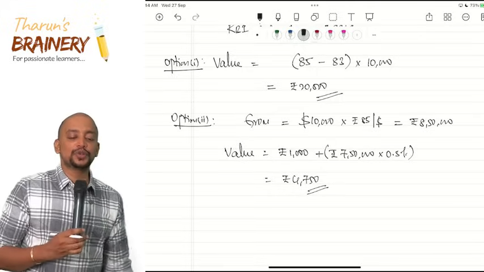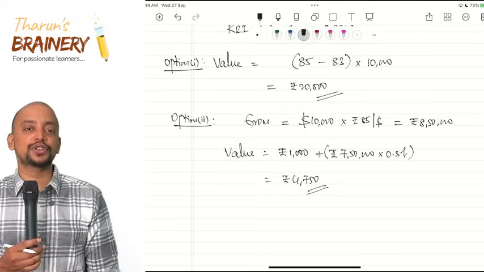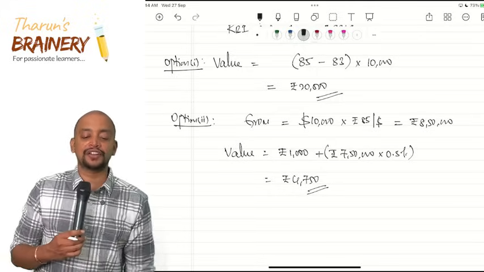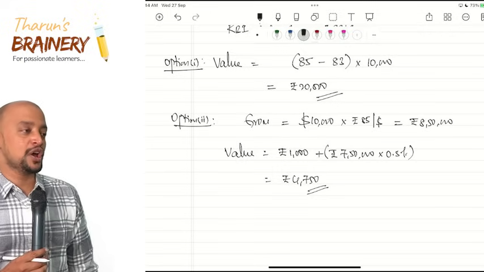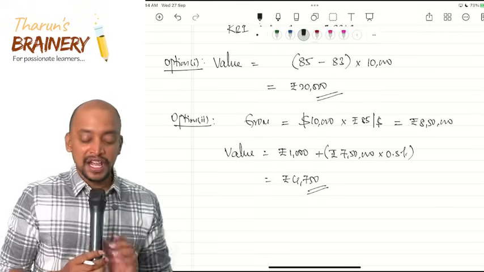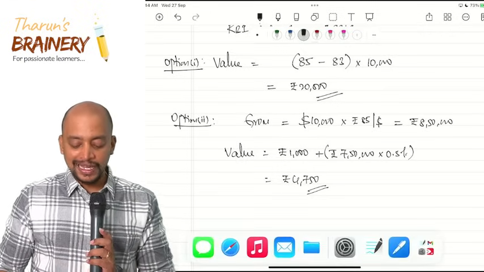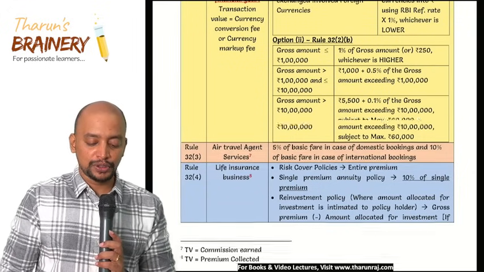Sir, here option 2 itself is better because the value is 4,750, but under option 1 the value is 20,000. Then we will go for option 2 itself. You cannot decide like that, because this option, once selected at the beginning of the financial year, will be applicable throughout the financial year.